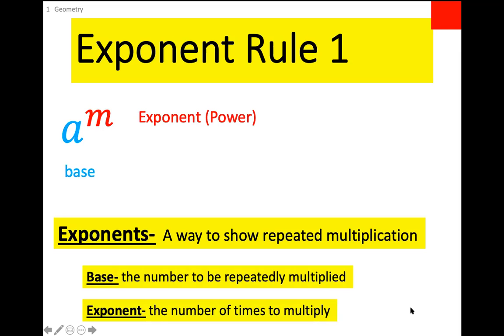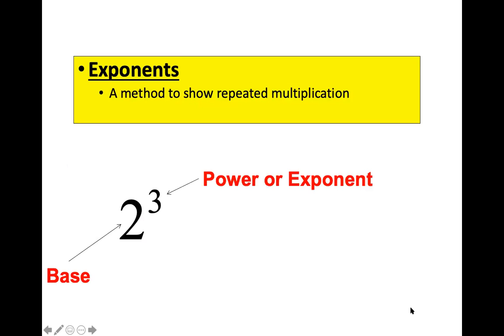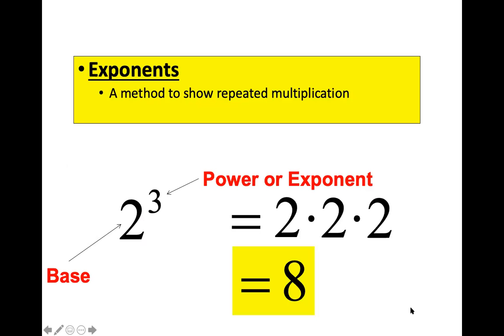And remember, it's a way of showing repeated multiplication. So somewhere in there is multiplication. And just remember, the base is the number that's being repeatedly multiplied. The 3 is how many times the 2 is written. So the 2 is written 3 times. And since it's repeated multiplication, there are multiplication symbols in between. 2 to the 3rd power, 2 times 2 is 4, times 2 is 8. So the answer to 2 to the 3rd power is 8.